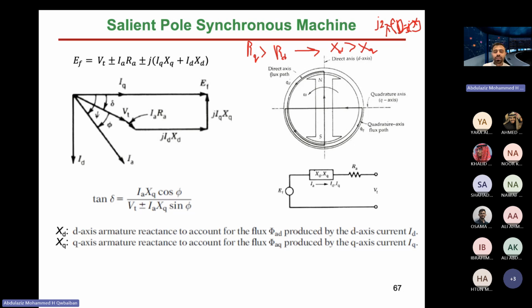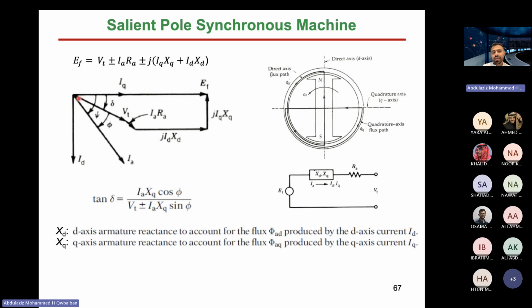But how to calculate these X's? There is no easy way to calculate it. But there are two ways that in the textbook they use. The first one is through phasor diagrams. Here what they are doing is putting EF as the reference. V of t has an angle of delta. I told you last time this is a generator, because if it's a generator, delta is positive.